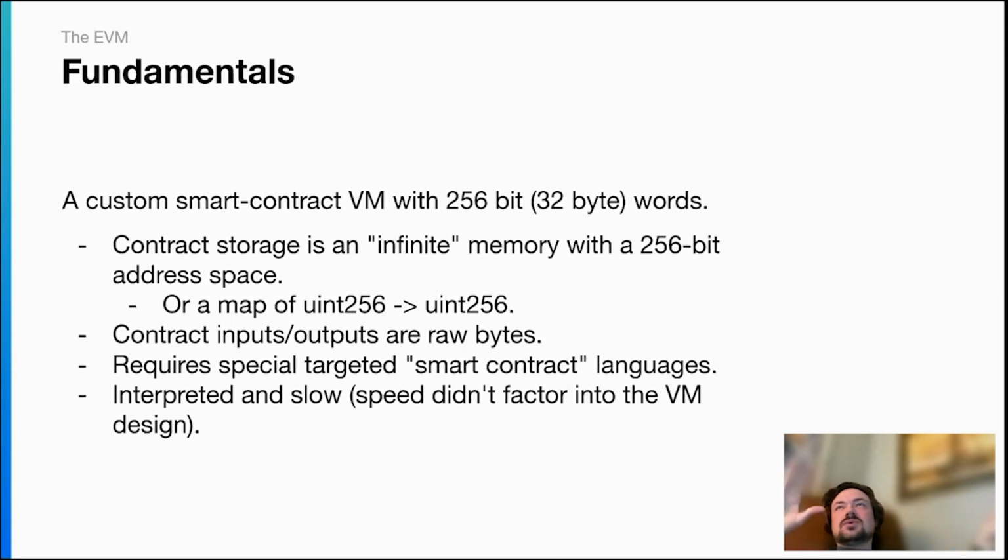In the FVM, we have this IPLD tree under the covers that people use to store their state. In the EVM, actors get access to what is conceptually an almost infinite memory with a 256-bit address space. Really, this is a big hash map that maps 256-bit keys to 256-bit values. Under the covers, Ethereum turns this into a Merkle trie, a Merkle tree, but it hides this away from users.